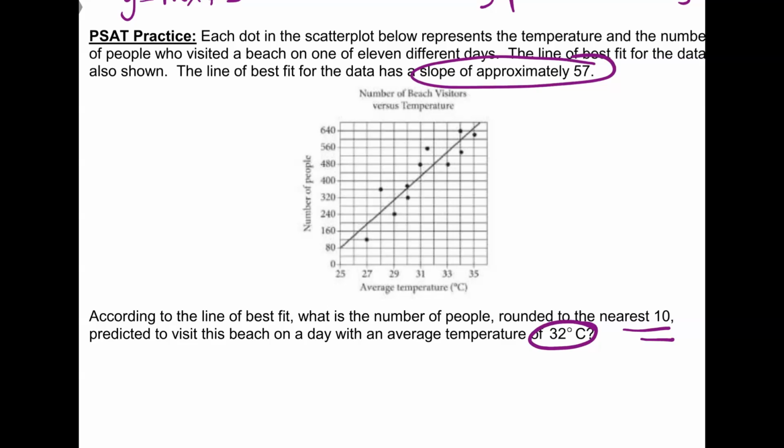Thank you. All right, what number do we think it should be? So at 32 Celsius, 32 Celsius is right here. I go up to where I reach the line. Where is the intersect? 480. 480 people. Okay.